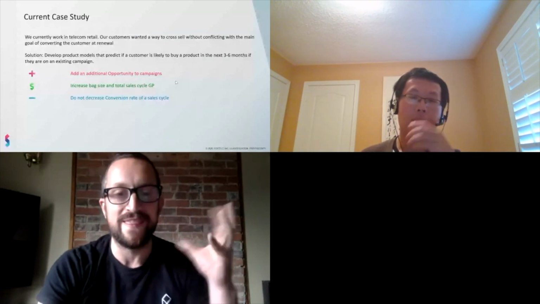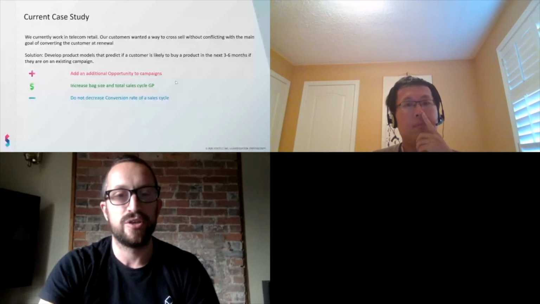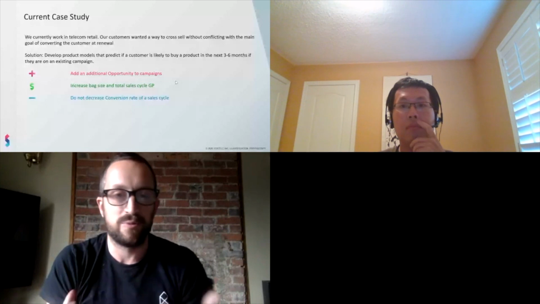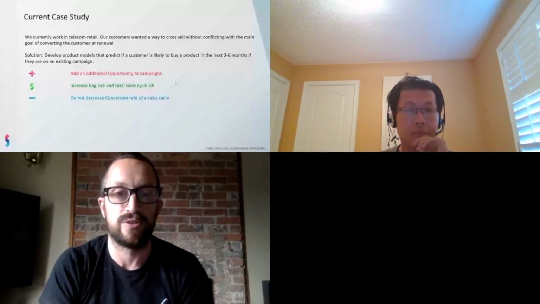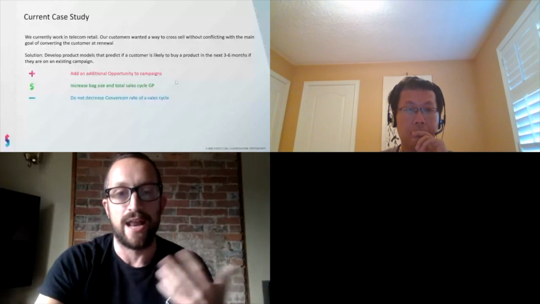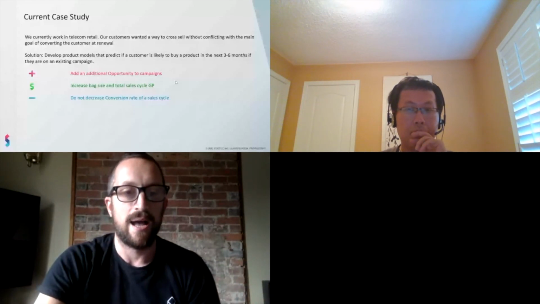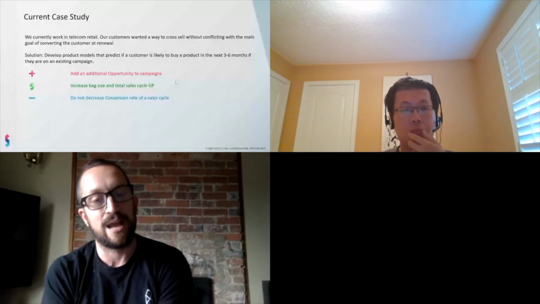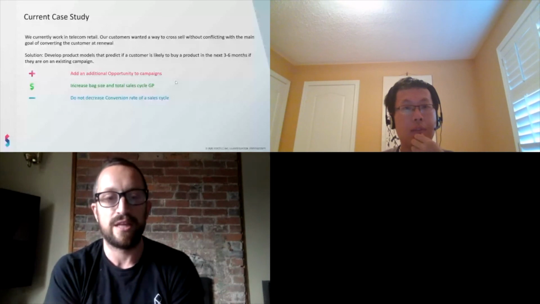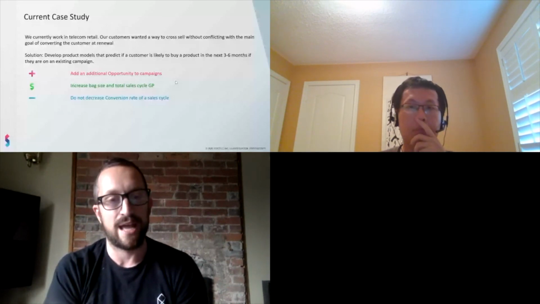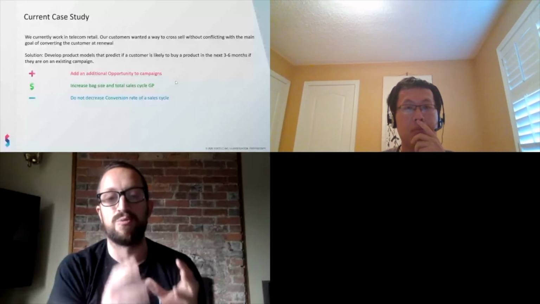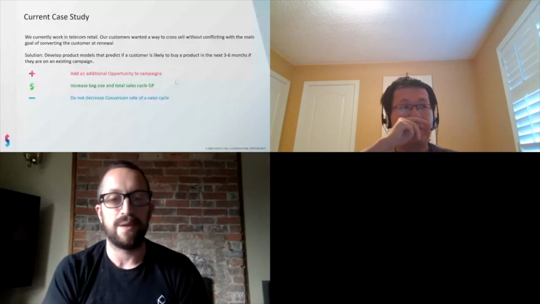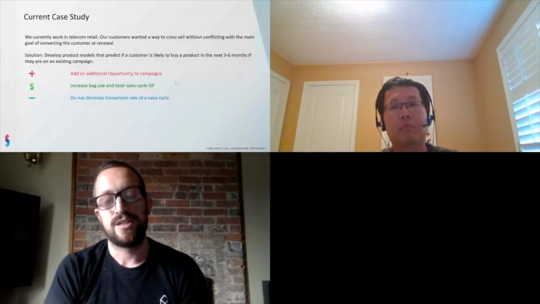Basically, what we want to do in this sales cycle model is add any additional opportunity to each campaign. This will increase the bag size and total sales cycle GP if we can get it on every single outreach. We want to be able to nudge the consumer to other products at every outreach. Again, we don't want to move the campaigns. They're where they should be, but we want to add the ability to do that with new products if it's the right time to sell them. This is all about keeping top of mind and staying in front of the customer with the products you sell, to have that one-to-one approach.